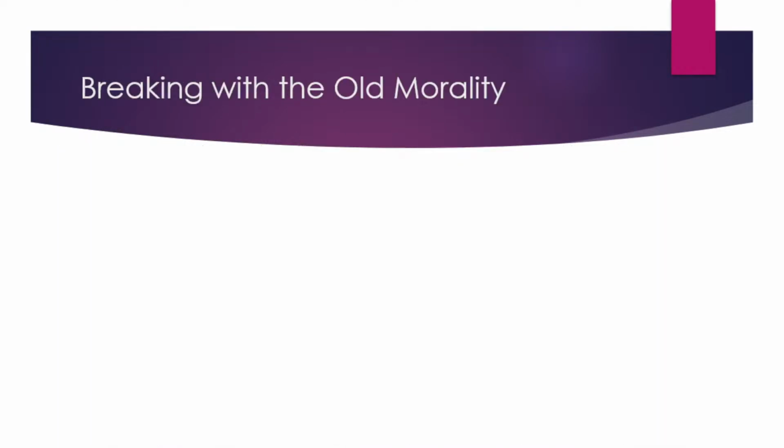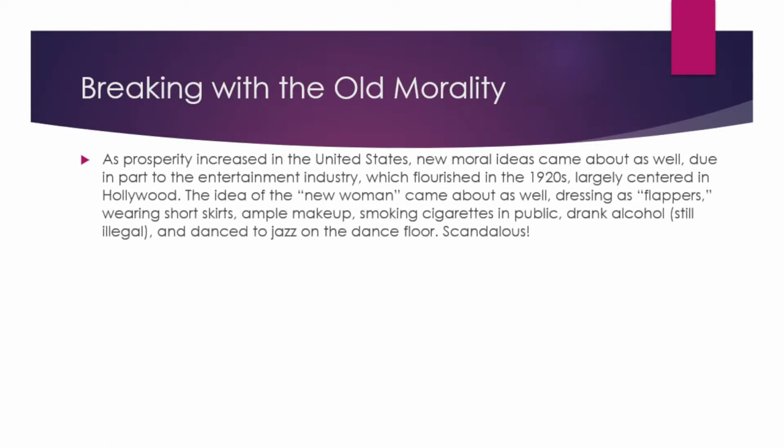Right, now the social aspect of all of this. Prosperity was continuing to increase in the United States. New moral ideas came about. There was the entertainment industry that was flourishing, largely centered in Hollywood, which I'll get to in just a second. We had the idea of the new woman, dressing as flappers, wearing short skirts, and by short skirts I mean you could almost see the knee. Ample makeup, smoking cigarettes in public, drinking alcohol, which was still technically illegal, dancing to jazz on the dance floor, stuff that would still make some people clutch pearls today.